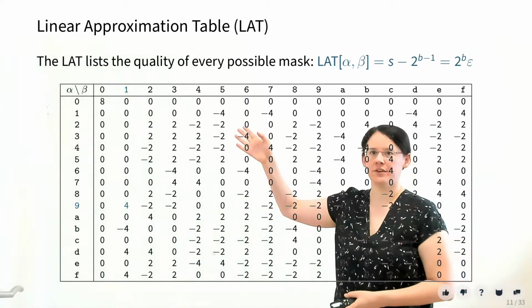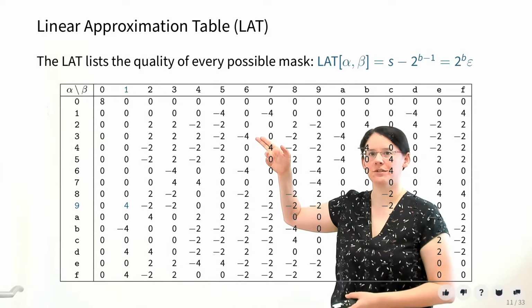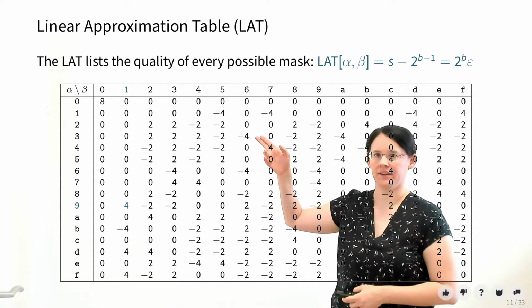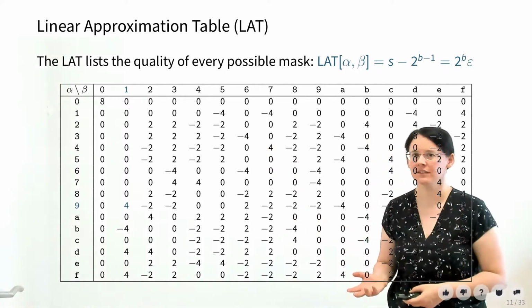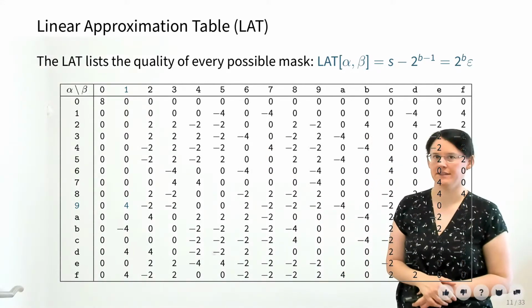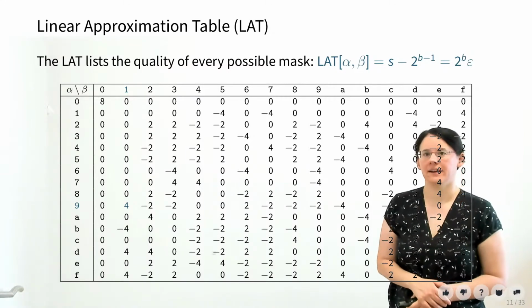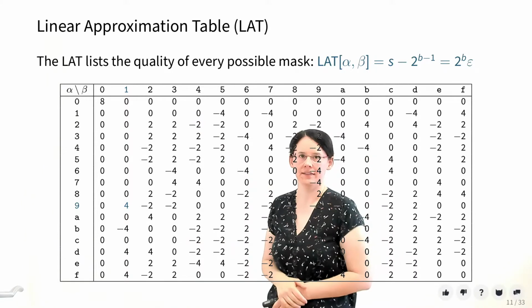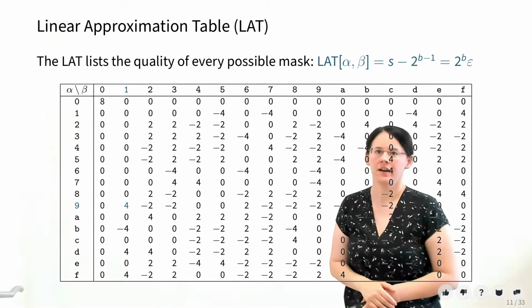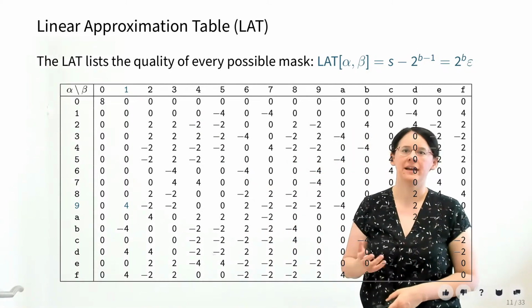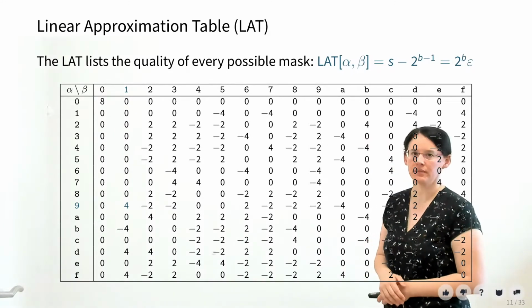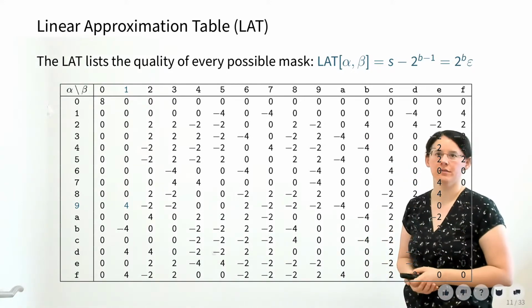The larger the entry here is, the more a linear approximation tells us about the function, because it's either very often or very rarely correct. So these are the ones we want to use for analysis. And again, we can give a name to the largest entry in this table here. It's going to define the strength of our Sbox, for example, or if this is a larger building block, then of this larger building block.